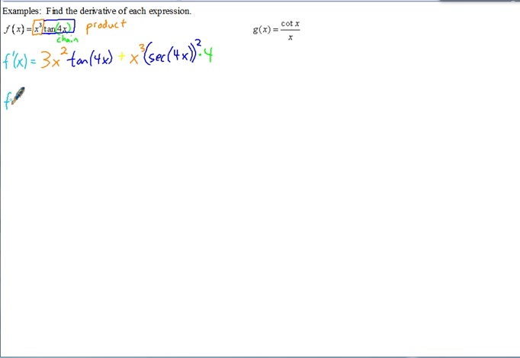There's not much to simplify here. So we've got 3x squared, tangent of 4x, then bring the 4 out in front. So plus 4 times the secant of 4x.